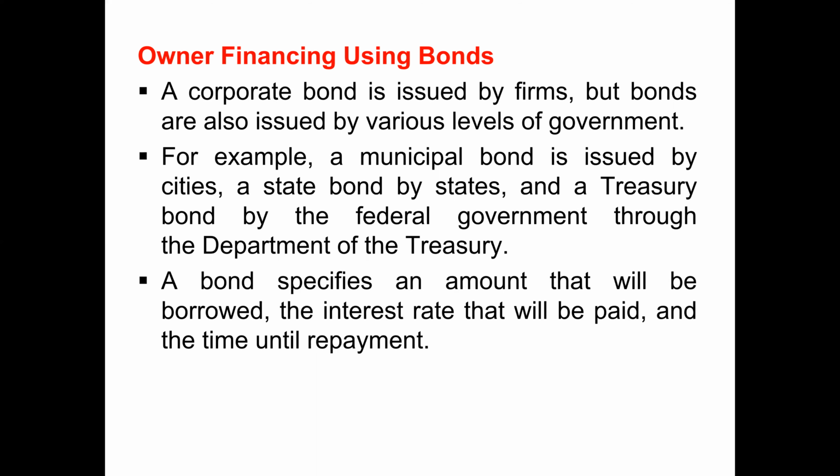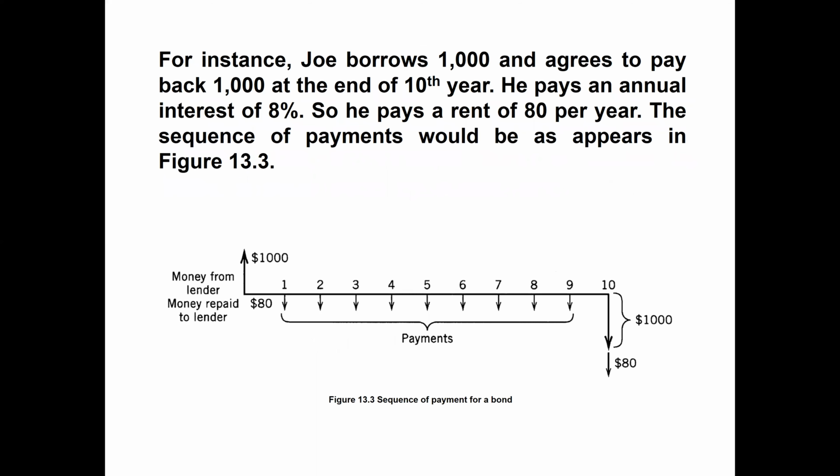Okay, so we will learn this with an example. Like here they have put an example. For instance, Joe borrows $1,000 and agrees to pay back $1,000 at the end of 10 years. Okay. He pays an annual interest of 8%. So he pays the rent of $80 per year. Okay. On 1,000, if the interest is 8%, then 1,000 multiplied by 8 divided by 100, so you will get 80. Okay. So $80 will be the per year rent.